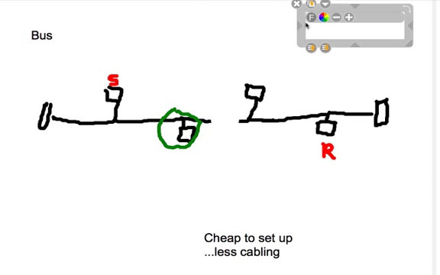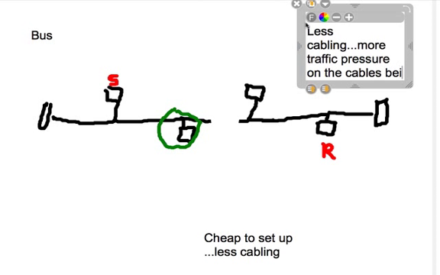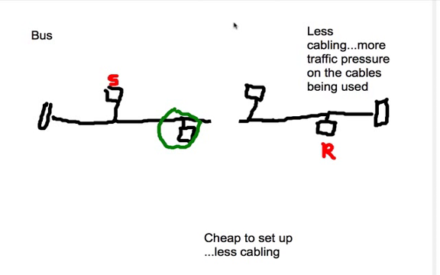Another disadvantage is that with less cabling, there's more traffic, more pressure on the cable that I use. Okay, it's like your superhighway on the road. If there's less lanes on the road, there's more pressure traffic-wise, to make a comparison there.